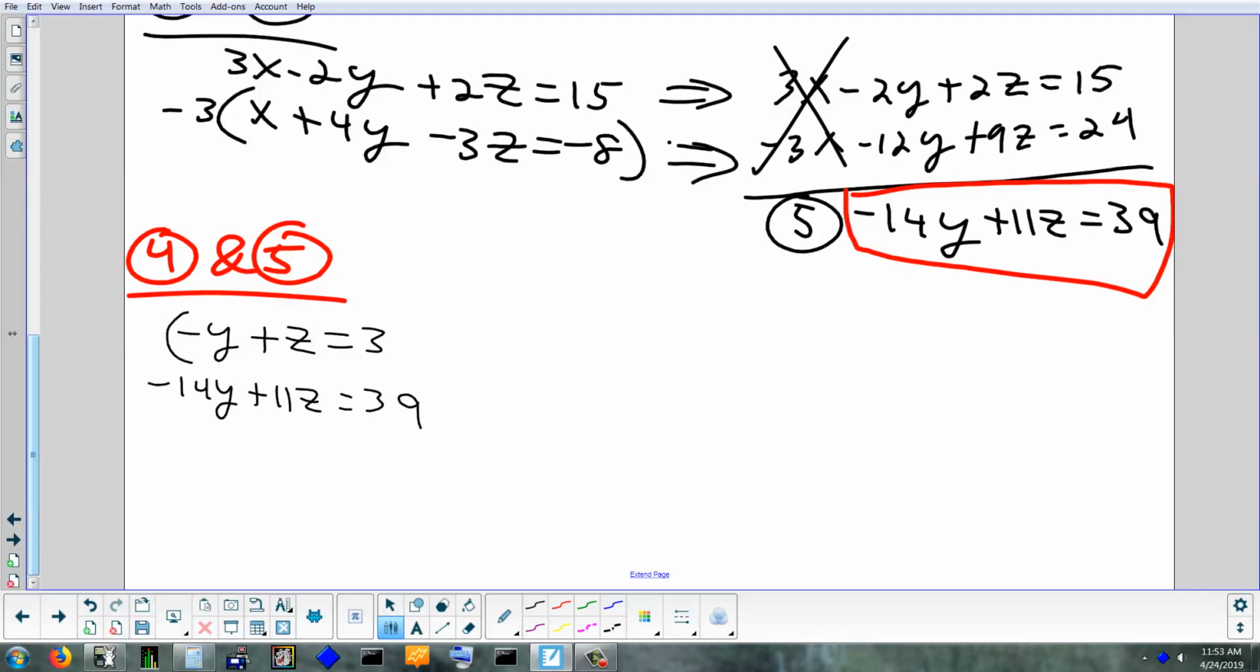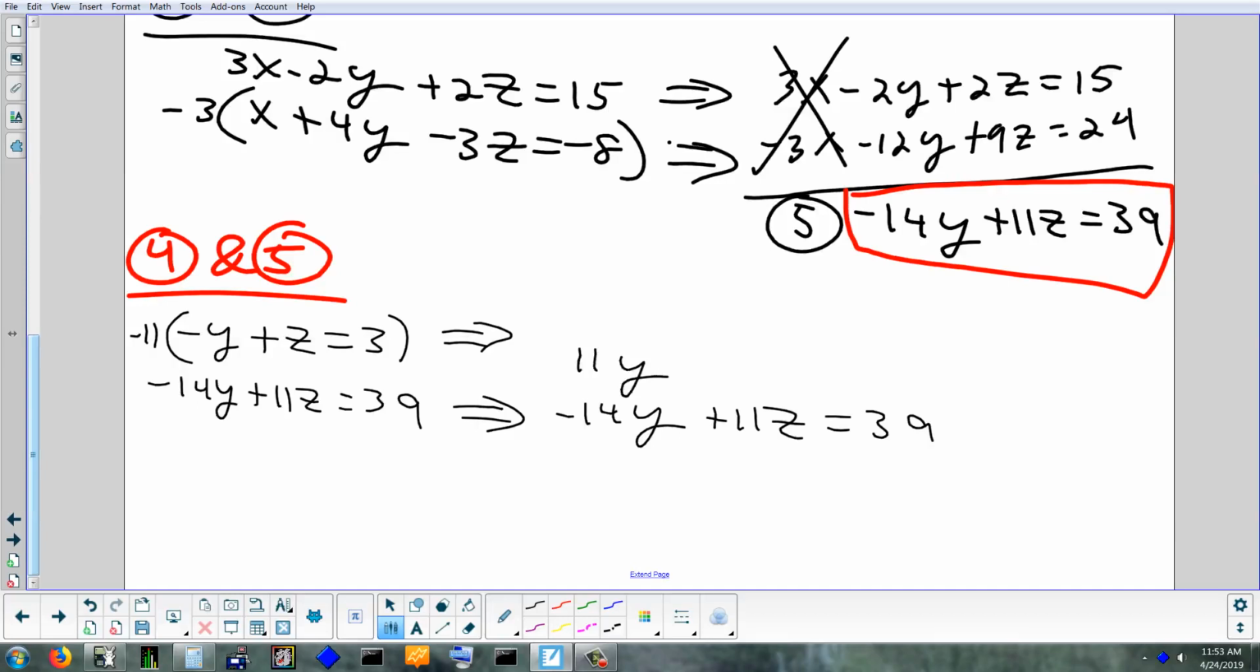That means you're going to have to multiply the top equation by what? -11. Yep. So let's copy the bottom: -14y plus 11z equals 39. And the top, we're going to get, well, what do I get in the top? 11y, -11z, okay? -33. I think we're going to be good.